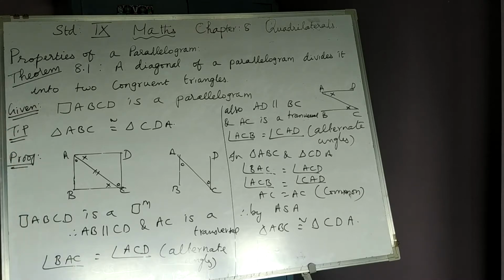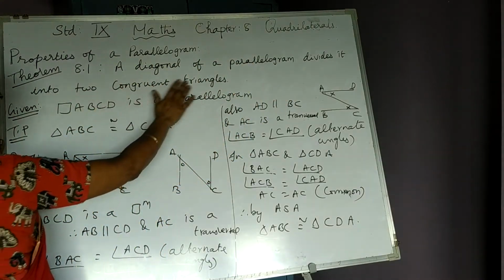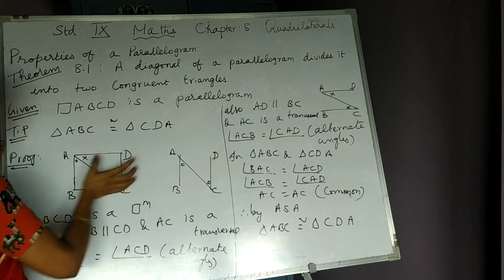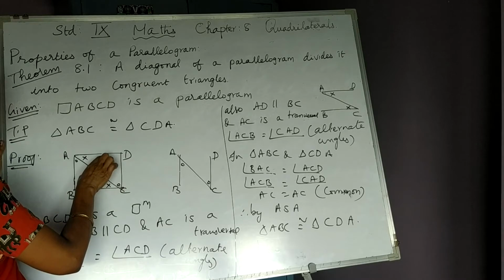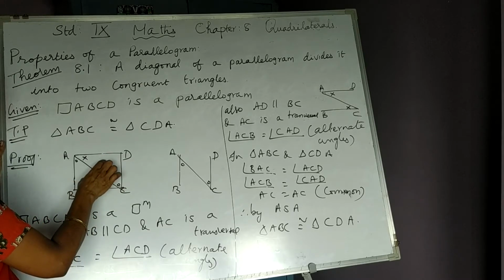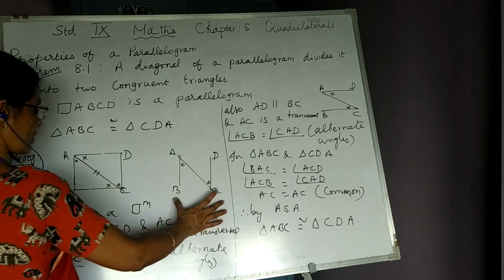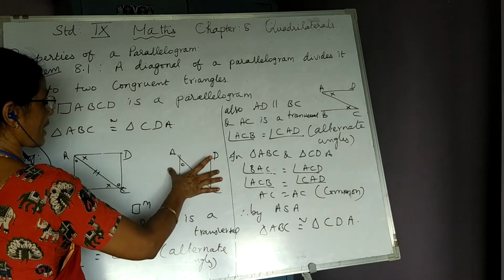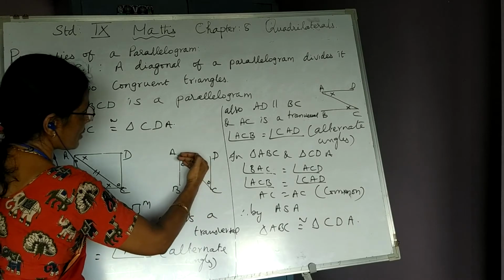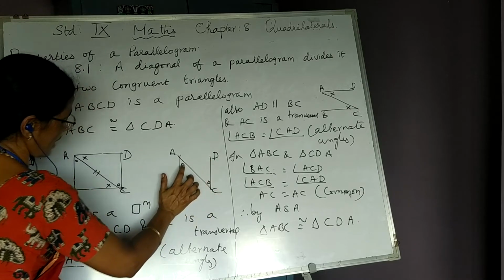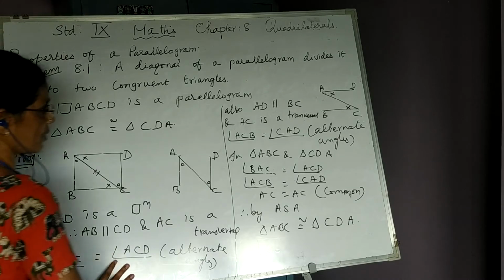Let us understand the theorem again. The theorem is: a diagonal of a parallelogram divides it into two congruent triangles. We are given a parallelogram, a diagonal is drawn. We have to show the diagonal divides the parallelogram into two congruent triangles. So we are supposed to prove these two triangles are congruent. Because it is a parallelogram, opposite sides are parallel. So these two sides are parallel, AC is a transversal, these two are alternate angles. We know when a transversal intersects a pair of parallel lines, alternate angles formed are equal. So under that property, we get these two angles are equal.